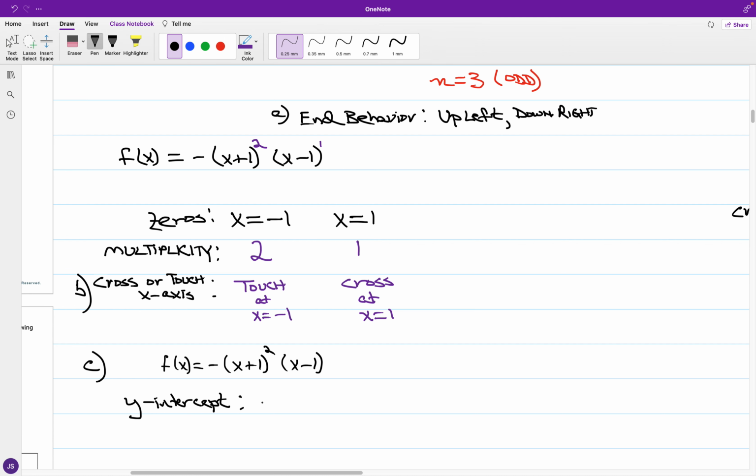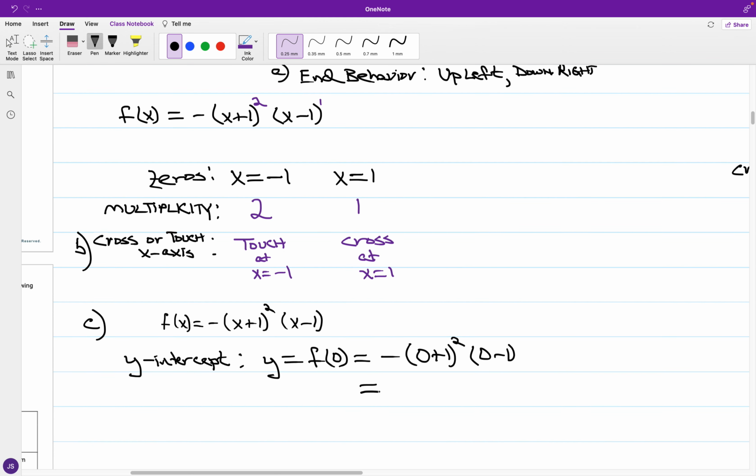And for the y-intercept, this will be where x is equal to 0. So you have y is equal to f of 0. So you're looking at the opposite sign. So you've got 0 plus 1 squared times the quantity of 0 minus 1. Now just bring this on down.